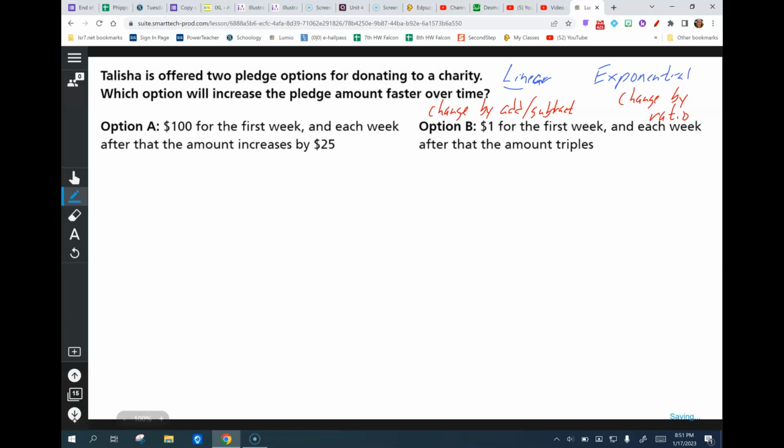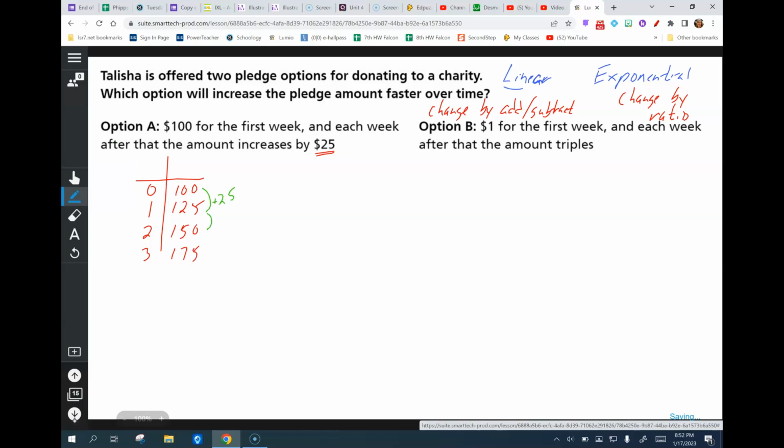Okay, so here we go. Look at option A. $100 for the first week, and each week after that the amount increases by $25. So if I were to make a table of this, for week 0, I have $100. For week 1, I have 125 because it goes up by 25 each week. Week 2, I have 150. Week 3, 175. So it's going up by 25 every time. I'm adding 25. Okay? So it wants to know which one is faster. This is going to be a linear. It keeps on going up by 25.